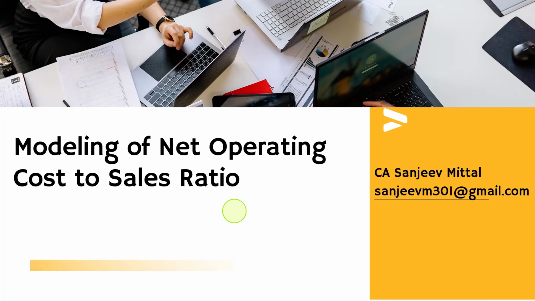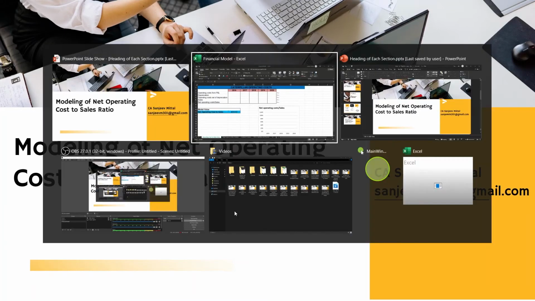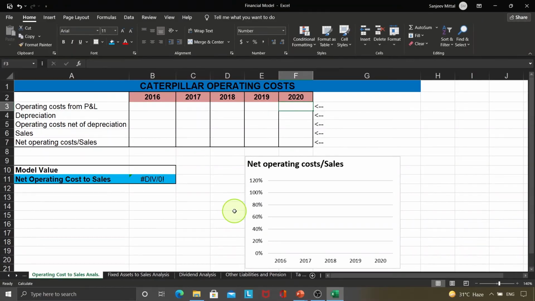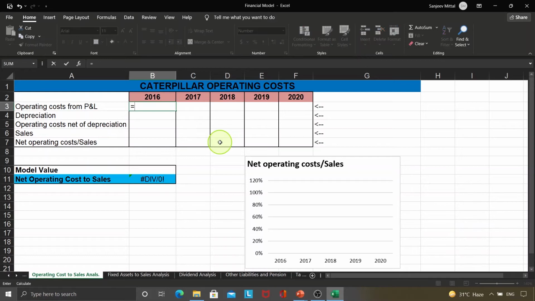Let's discuss about net operating cost to sales ratio. Basically, net operating cost means your all operating expenses, and if you reduce the depreciation from that, we will get our net operating cost. So let's try to find out firstly our operating cost from profit and loss account.